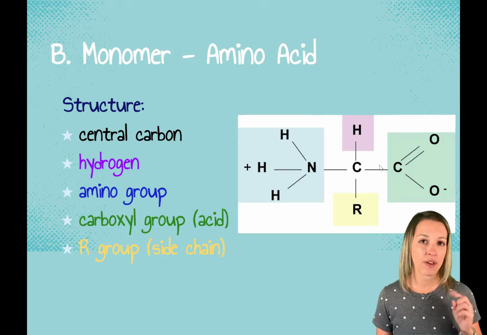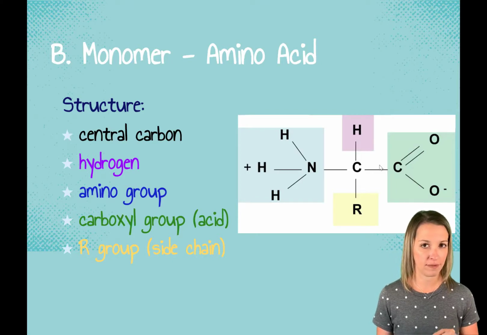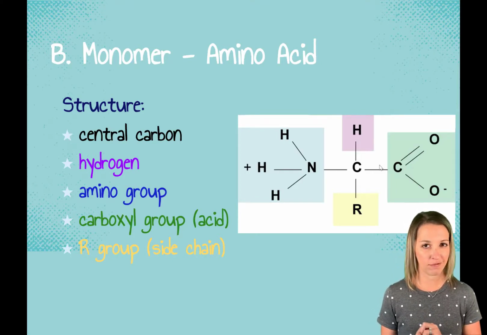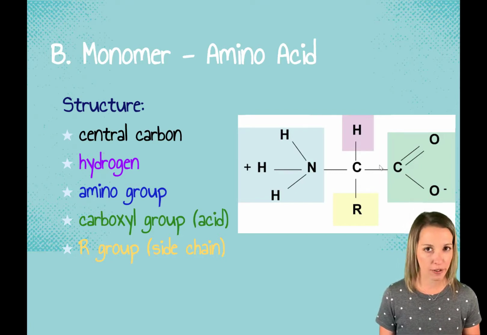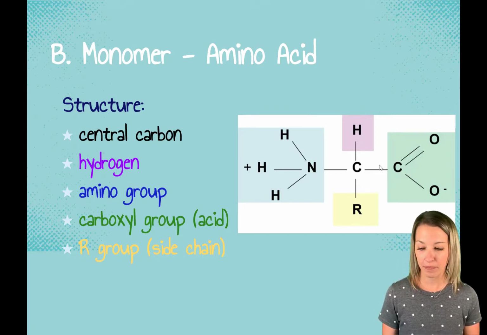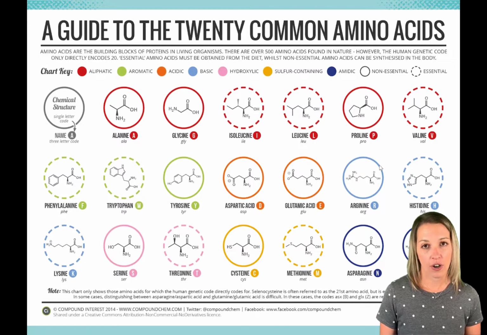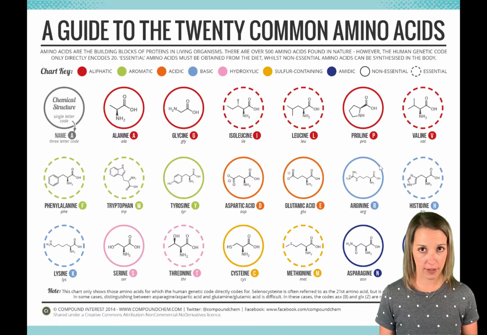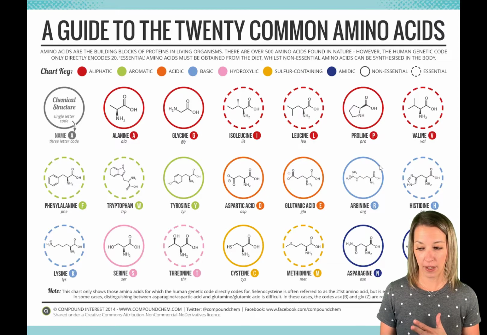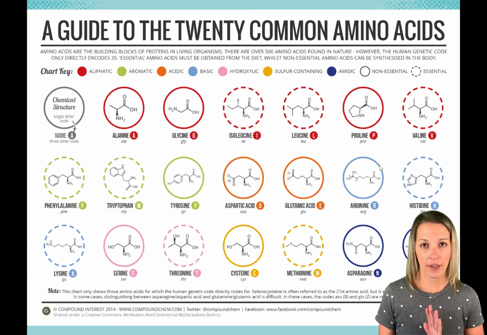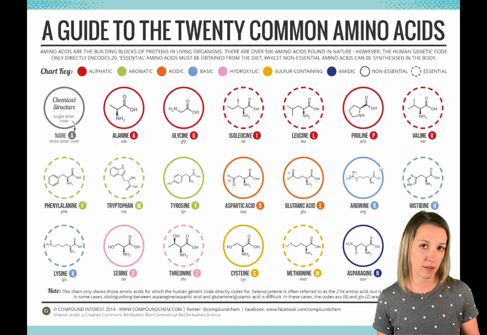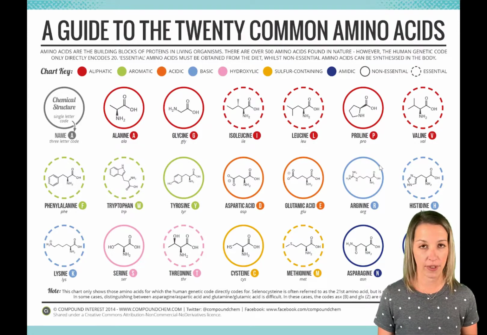And then think about the name of amino acid. Amino comes from the amino group. Acid comes from the carboxyl or carboxylate group. So that's another way that you can remember the structure of an amino acid. These are the 20 amino acids. This is a comprehensive list in terms of the types of amino acids that you'll see. There are a couple of them that are essential amino acids, and then the rest of them are non-essential amino acids. And we'll talk about what that means on the next slide.